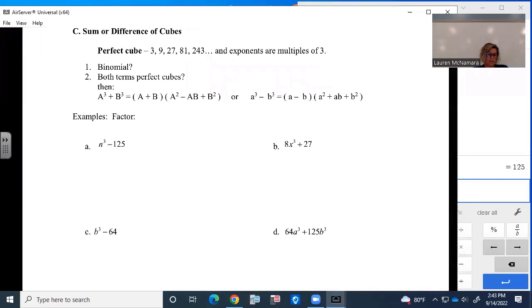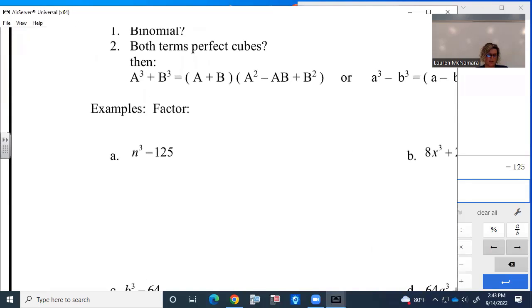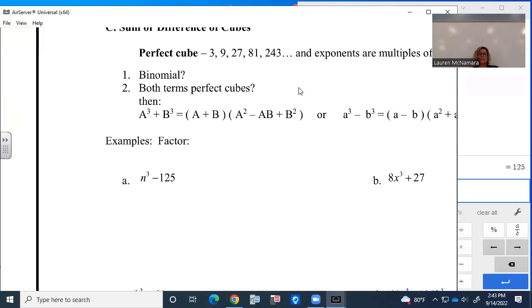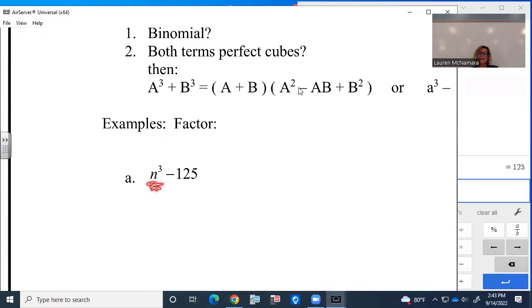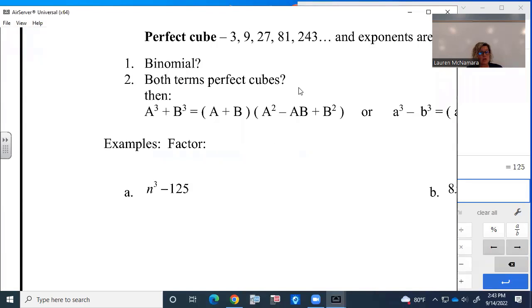All right, so looking at my first example, is it a binomial? Yes. Is subtraction happening? Yes. Are both terms perfect squares? No. I can tell by looking at this first term that it's not a perfect square. So therefore, I look at the next question, are they perfect cubes? Well, n to the third, 3 is divisible by 3. And then 125, we actually just looked at that. It's 5 cubed.